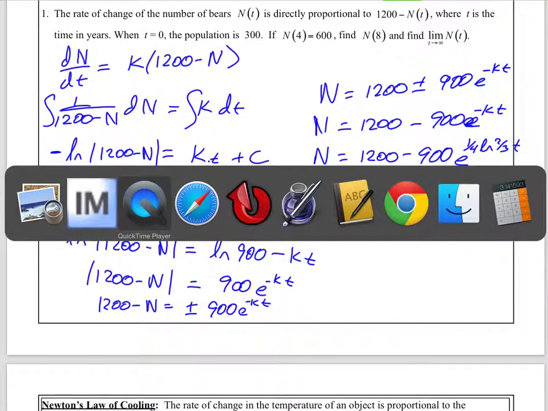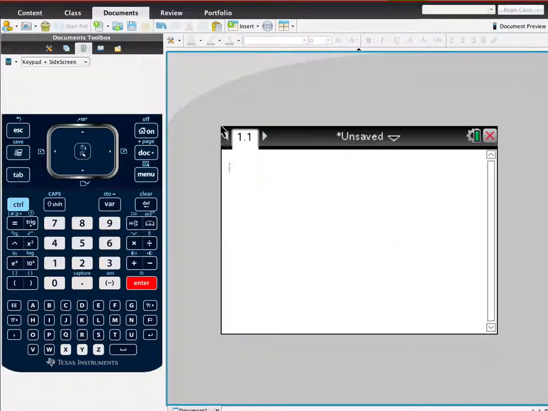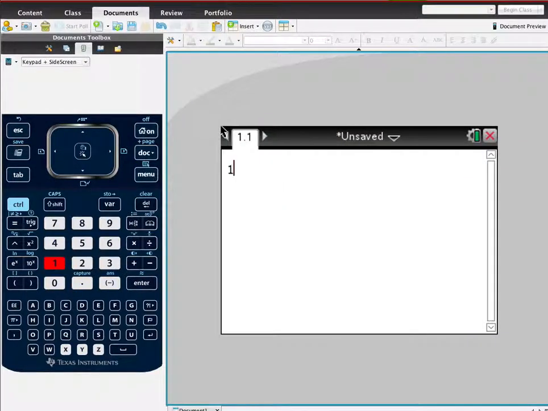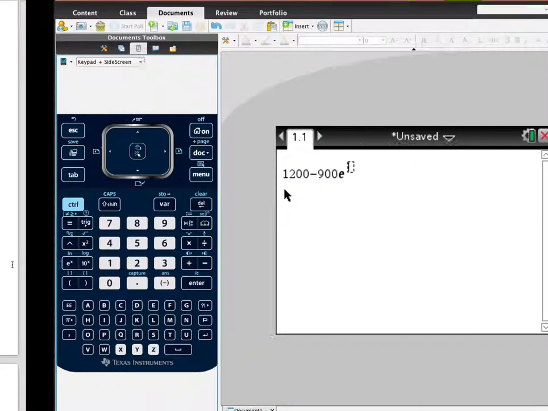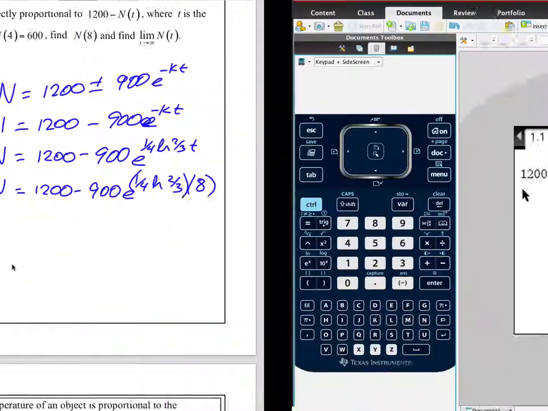So let's go way back to when you used to explain what we were finding. What did you find? So it was 1200 minus 900. What does that represent in math? The population of bears after 8 years. And then it's 1/4, ln 2/3.